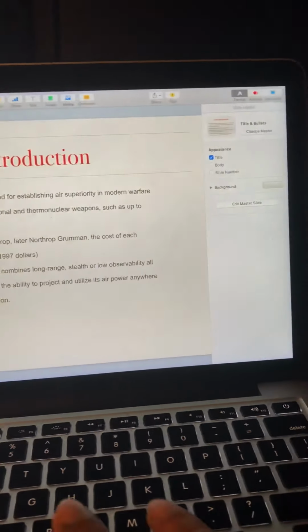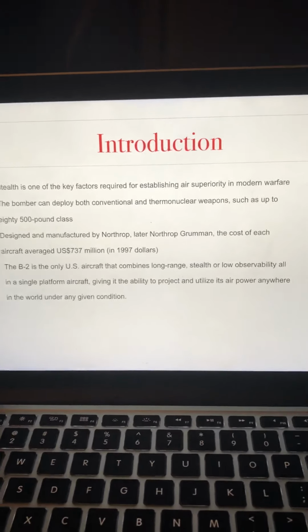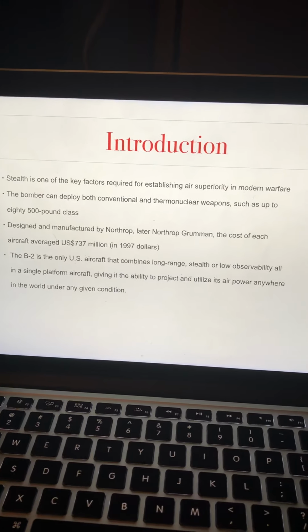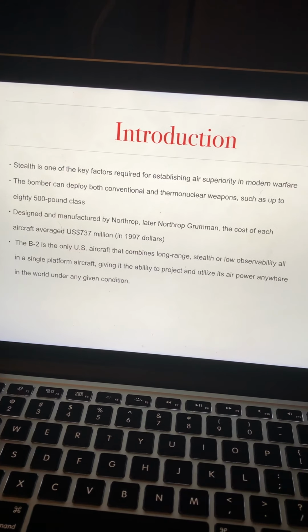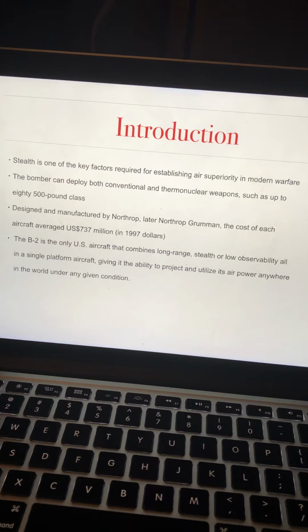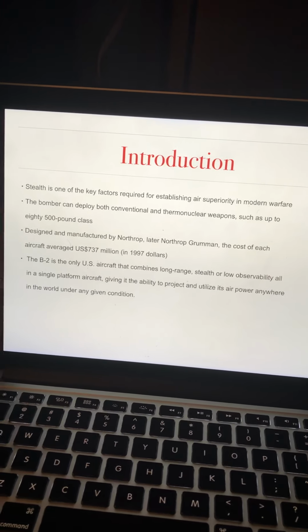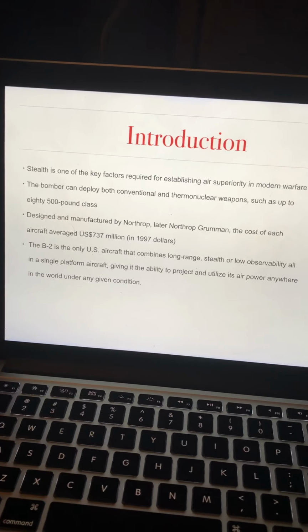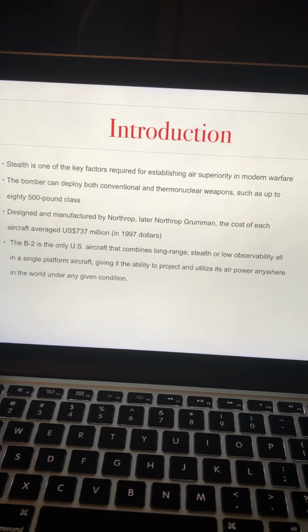I'm going to get to the slides. Stealth is one of the key factors for establishing air superiority in modern warfare. The bomber on this aircraft can deploy both conventional and thermonuclear weapons up to 500 pounds. It's primarily designed and manufactured by the main contractor, Northrop, which is now called Northrop Grumman.